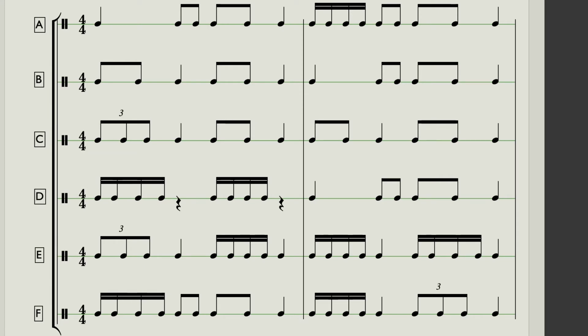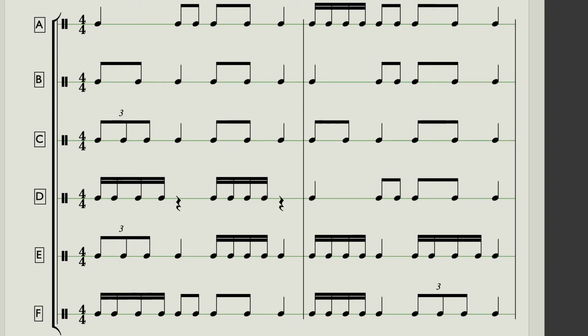Ready? 1, 2, 3, and 4. Ta, ti, ti, ti, ti, ta. Ticka, ticka, ti, ti, ti, ti, ta. All right, we're going to do B now. So ready? 1, 2, ready, go. Ti, ti, ta, ti, ti, ta, ta, ti, ti, ti, ti, ta.